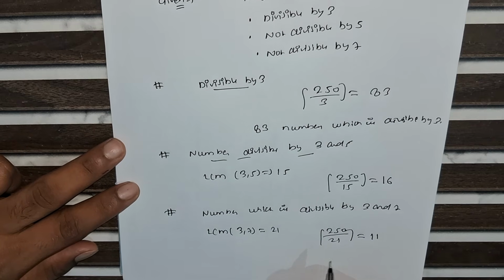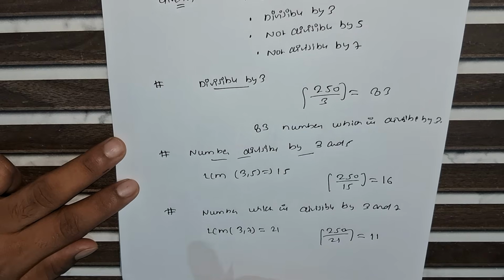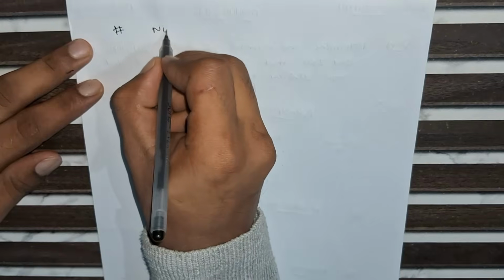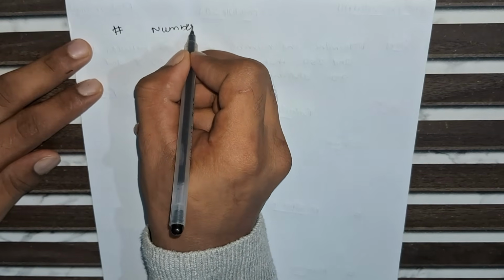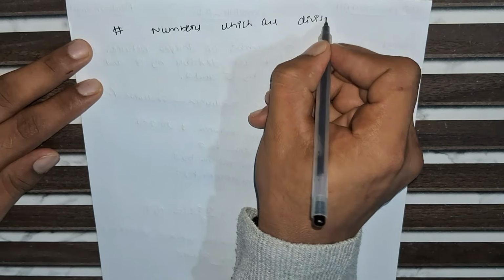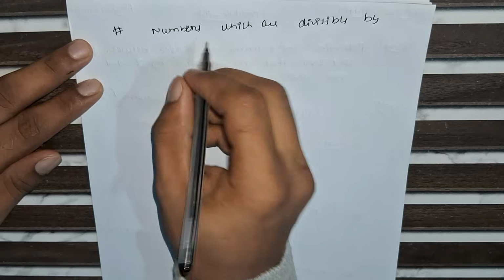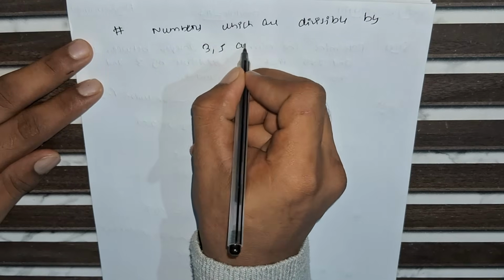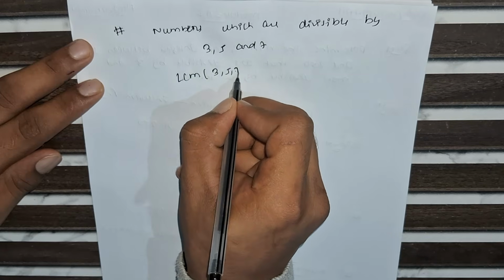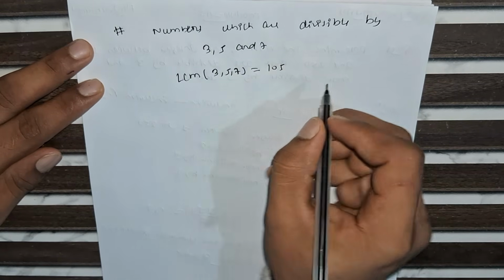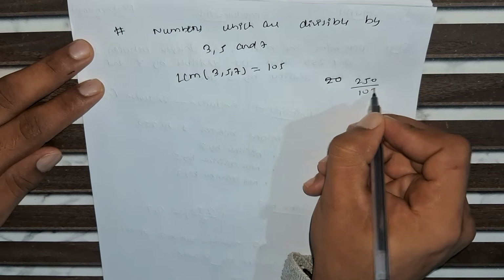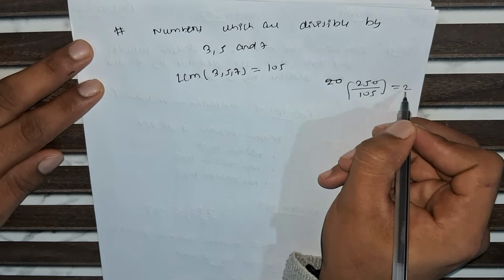Now in the next step, we have to calculate the numbers which are divisible by 3, 5 and 7. So again we are taking the LCM of 3, 5, 7, which is equal to 105. So now 250 divided by 105. When you solve you will get around 2.